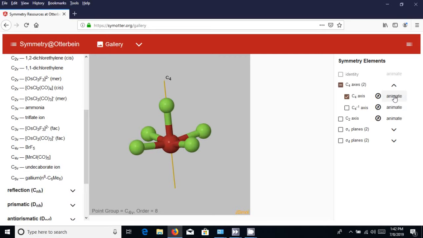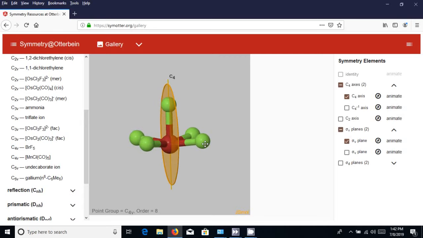and whenever the C4 axis is there, definitely four vertical planes would be there, right? I can show you. This is the first plane, which is parallel to this C4 axis. So it's a vertical plane, and it is reflecting these two with these two. If I animate this one, you can see here that they are reflecting each other.